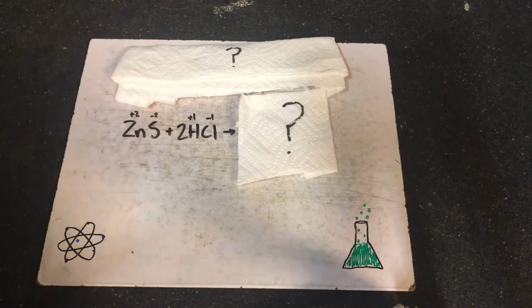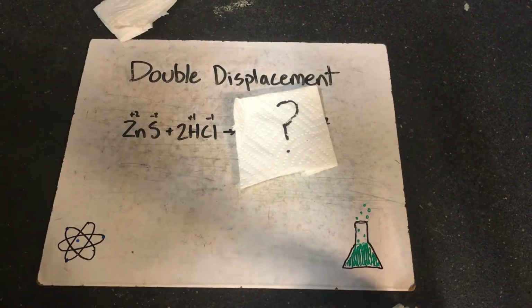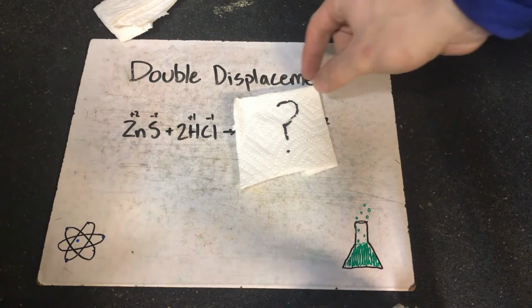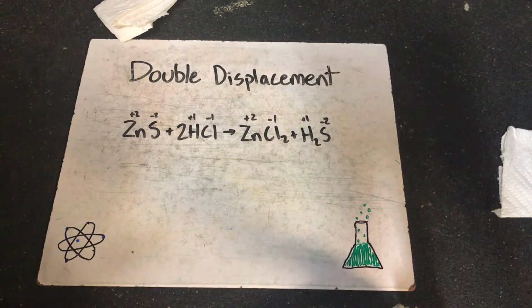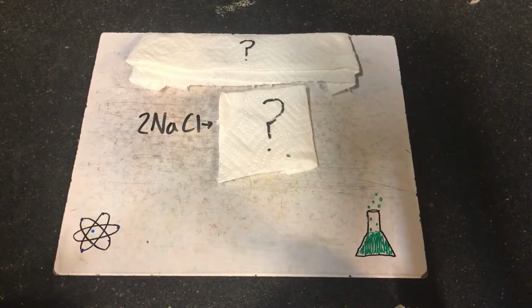Now our reactants are ZnS plus HCl. This is a double displacement equation because it has 2 compounds. After marking charges, you can see that Zn and H have to swap. This then becomes ZnS plus HCl, which yields ZnCl2 plus H2S, and when balanced becomes ZnS plus 2HCl, which yields ZnCl2 plus H2S.